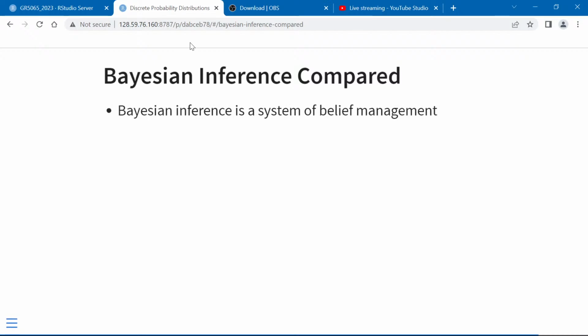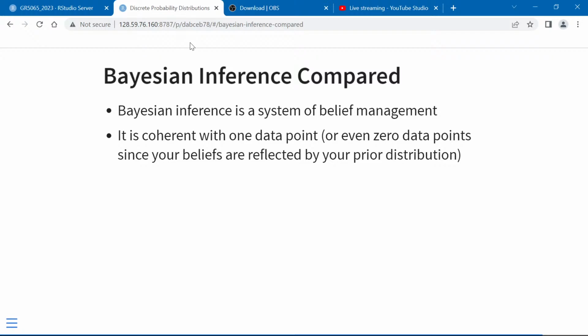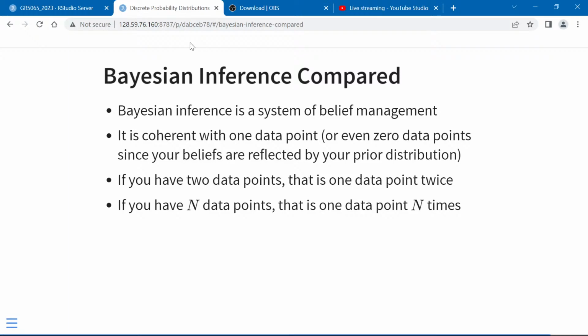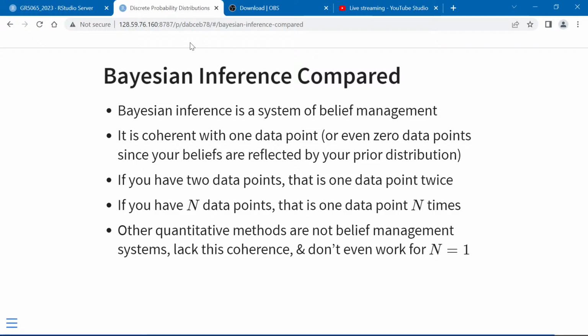And so, as I've been emphasizing, Bayesian inference is a system of belief management, and a minimal requirement of any system of belief management is that it should be coherent, even given just one data point, or even 0 data points. It's still coherent. Your beliefs about kappa are just those reflected by your prior distribution. But it should be updatable, even if we just get one piece of information to condition on. If you have 2 data points, let's say in one frame, that's 1 data point twice. If you've got n data points, that's 1 data point n times. You can update your beliefs n times, and you'll get the same thing as if you updated your beliefs just once using all n data points simultaneously.